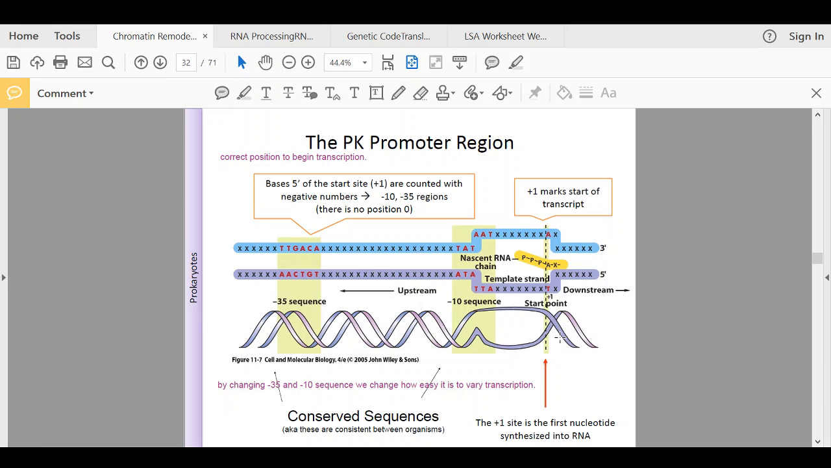And so our sigma factor will actually recognize these 2 sites and will bind to these 2 sites, the -10 sequence. In reality, the whole molecule will fit on top of this whole region right here. And so this is our template strand, our coding strand, and our nascent RNA chain, which is just beginning to start forming with our triphosphate right here.